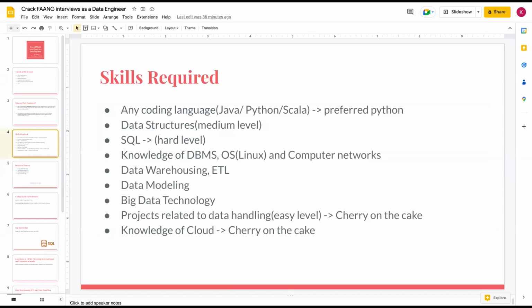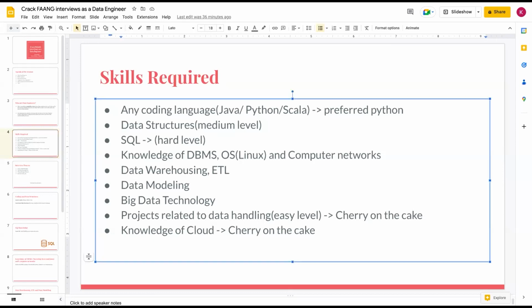Skills required. So the very first is, as you all know, if you apply for any tech role, the expectation is you at least know one coding language. As a part of the data engineering role, you should be well versed with any one coding language, either Python, Java, or Scala. Some of the companies, the non-FAANG companies, ask for Python. But if you are applying for a FAANG company, the expectation is you should be well versed with either Java or Python or Scala. There is no such preferred language, but if you are applying in a FAANG company, you should know a coding language.